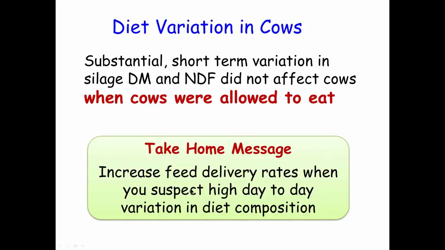So if you suspect high day-to-day variation in diet composition for whatever reason, first try and figure out why it's varying and control that, but in the meantime, increase feed delivery rates. That'll help the cow compensate for variation.